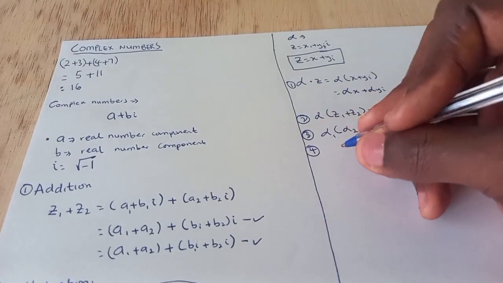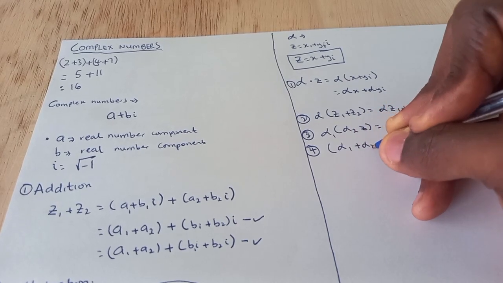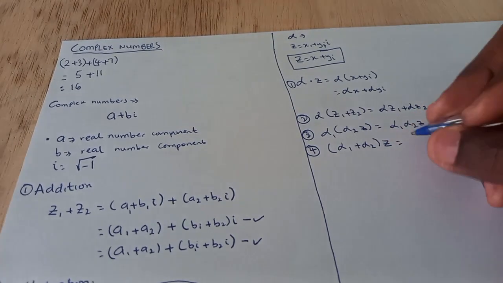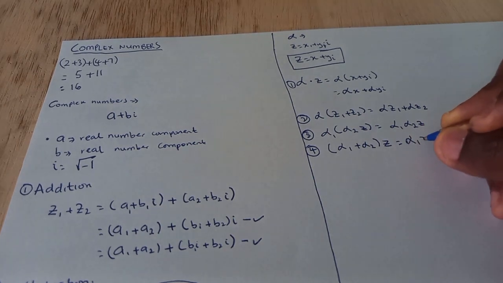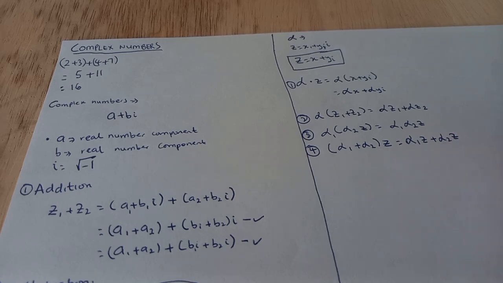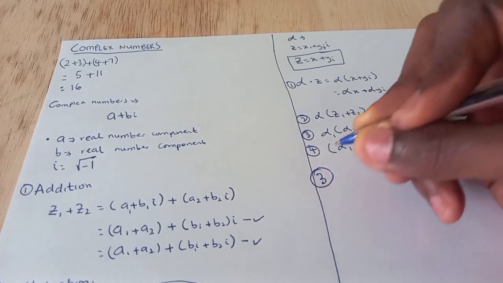So let's go for the last one. Alpha 1 plus alpha 2, all multiplying the complex number. So we have it to be alpha 1 Z plus alpha 2 Z. Now let's go to subtraction if you are done with addition and multiplication. So number 3.